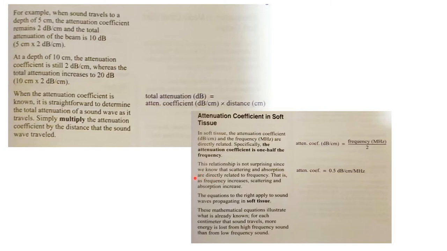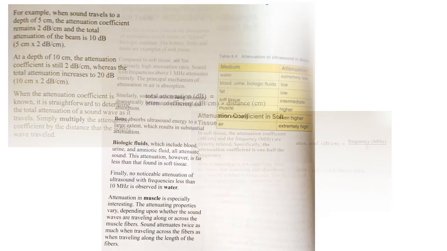This relationship is not surprising since we know that the scattering and absorption are directly related to frequency. That is, as the frequency increases, scattering and absorption increase. And the equation at the right applies to sound waves traveling in soft tissue. These mathematical equations illustrate what is already known. For each centimeter the sound travels, more energy is lost from high frequency sound than from low frequency sound.